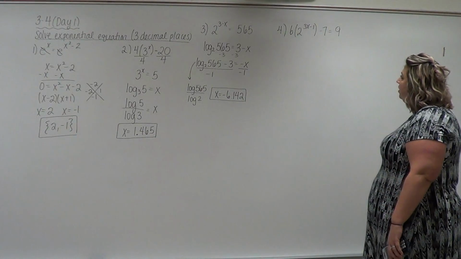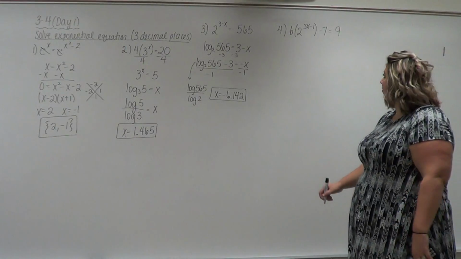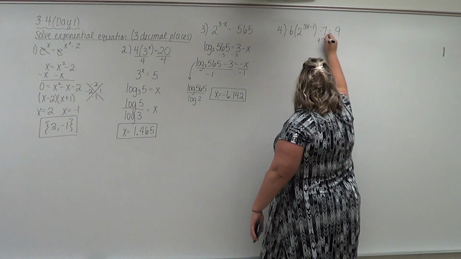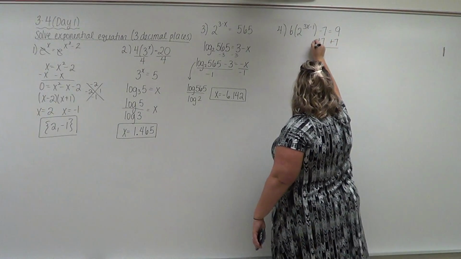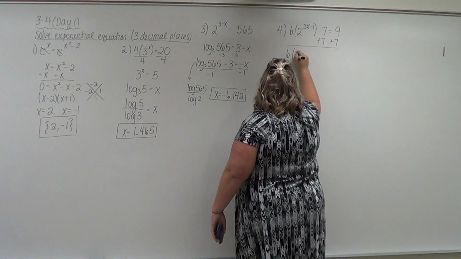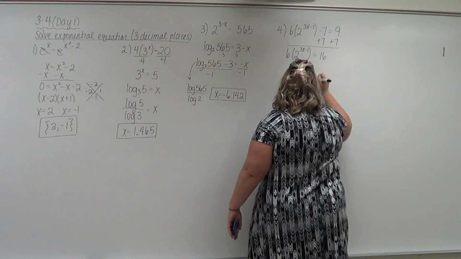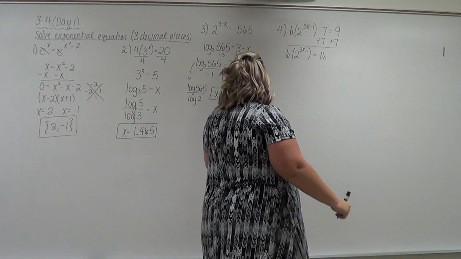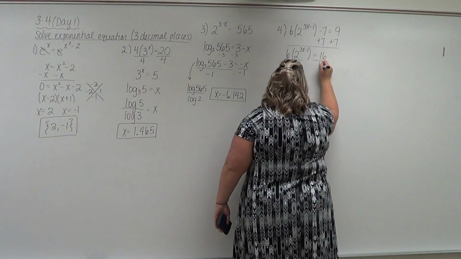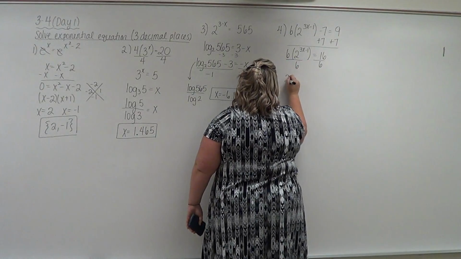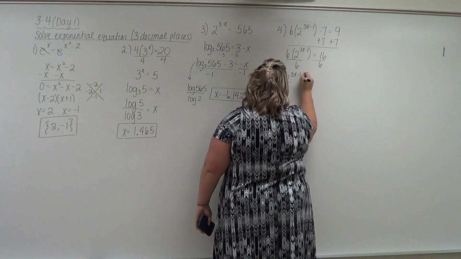Okay, on this one, the first thing I do is I have to get the exponential part by itself. So I would add 7. So 6 times 2 to the 3x minus 1 plus 16. Divide by 6 times 2 to the 3x minus 1.